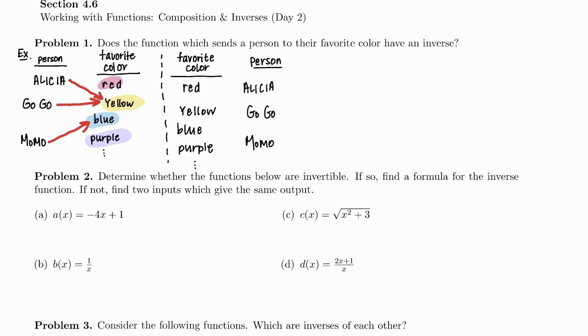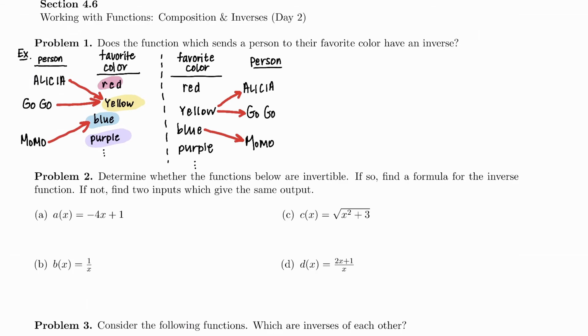Okay, so let's do Momo first. So Momo's favorite color was blue. The inverse should send someone's favorite color to the person, right? So we'll send blue to Momo. Gogo's favorite color was yellow, so we'll send yellow to Gogo. And yellow is also Alicia's favorite color, so we'll send yellow to Alicia.